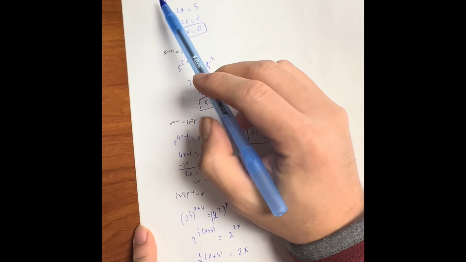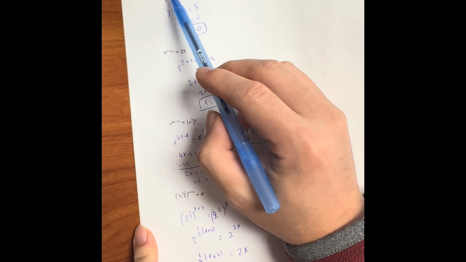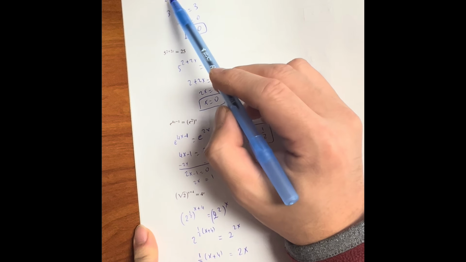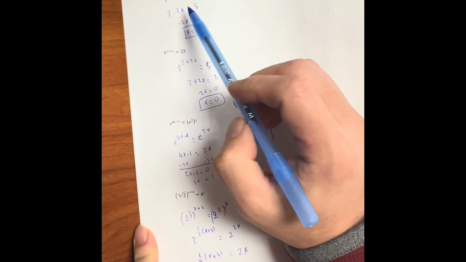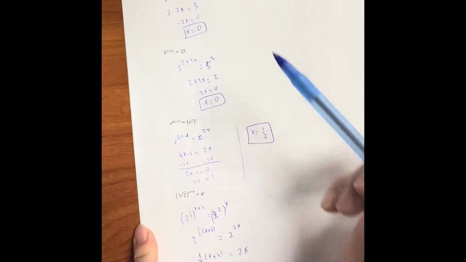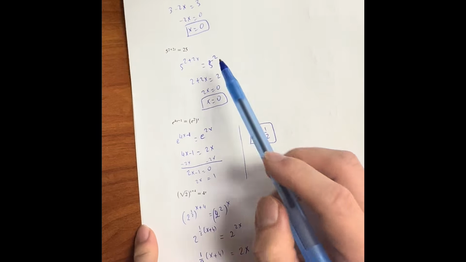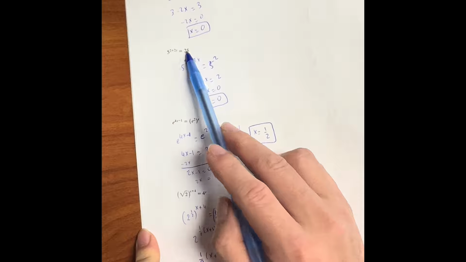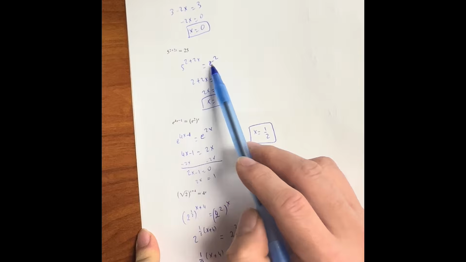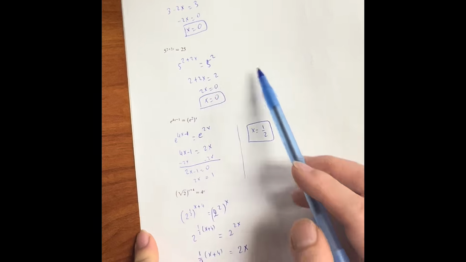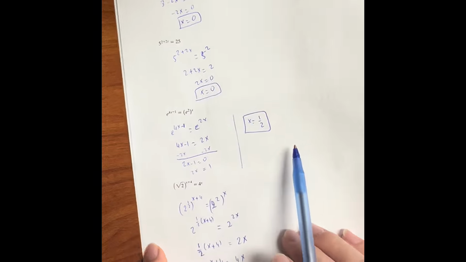In this case, 2 to the power of 3 minus 2x equals 8. So 8 is 2 to the power of 3. So we can equate the exponents. So 3 minus 2x is 3. And then we can solve for x. Next, 5 to the power of 2 plus 2x equals 25. So 25 is 5 squared. So with 5 and 5, we can equate the exponents. 2 plus 2x is 2. And then solve for x.